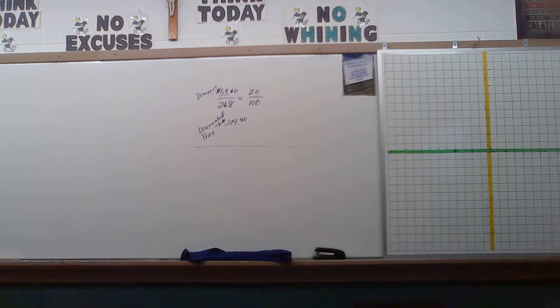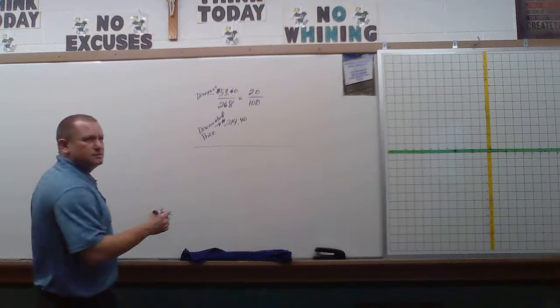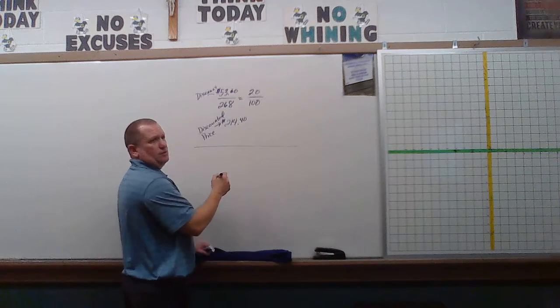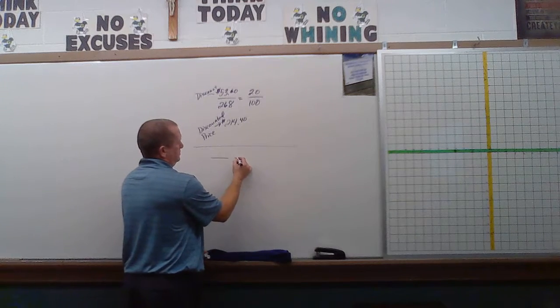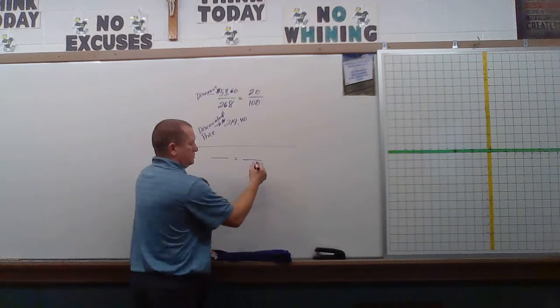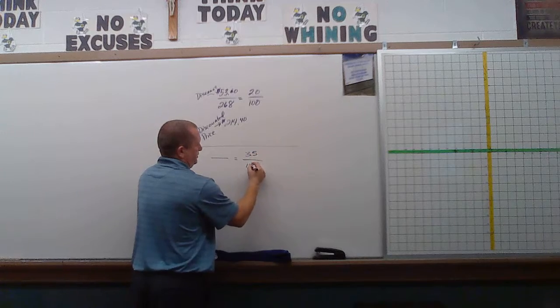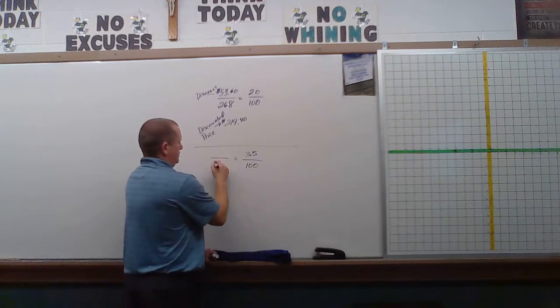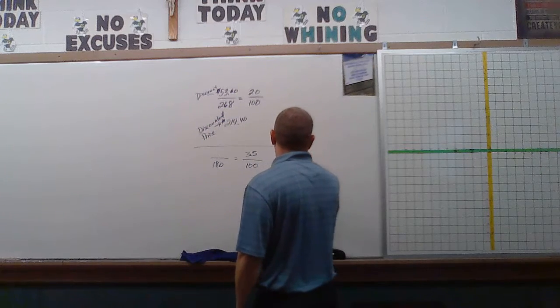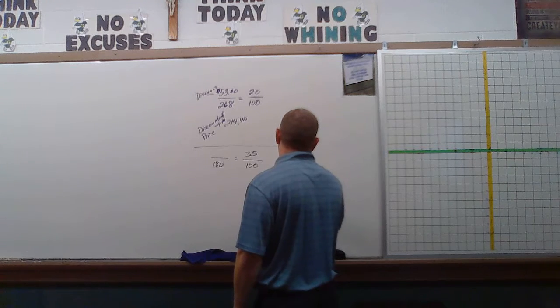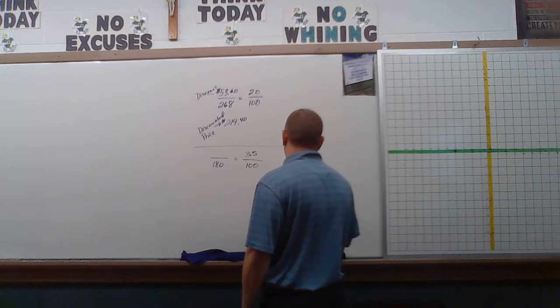Oh, how do you do the bottom one? You're going to try to do the bottom one? Okay. So, what is the sale price? 35. 180. Got one. Right?